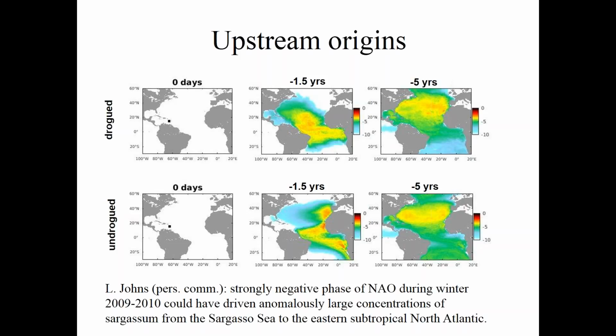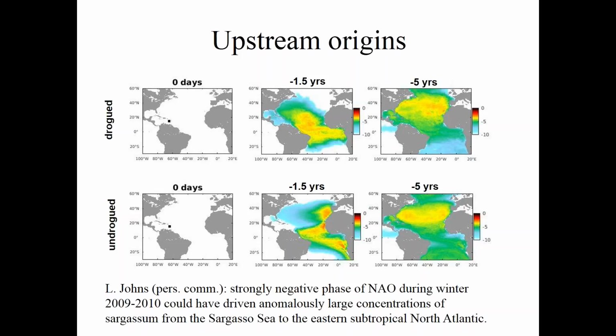So somewhat earlier in time than 1.5 years back, you would basically see what Marks et al. concluded, that something in the Caribbean would have originated from this region or maybe the southern part of the tropical Atlantic, but not strong evidence that it came from this part of the eastern tropical Atlantic or subtropical Atlantic. Libby has pointed out in her seminars that there was a very strongly negative phase of the NAO during the winter of 2009 to 2010, and that could have driven sargassum to this region right at about the right amount of time for it to then end up in the Caribbean.